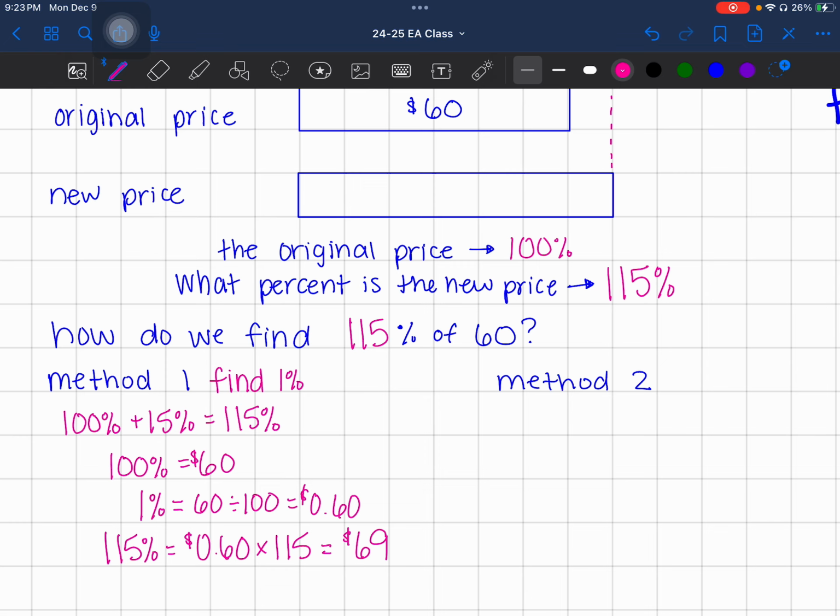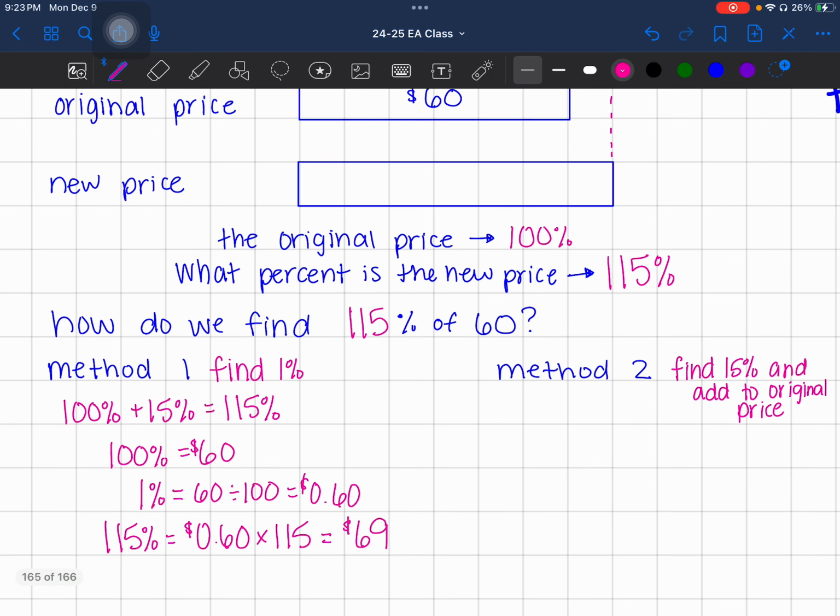The second method is we can find 15% and add to the original price. So we're going to find 15% of 60. Remember, what does of tell us? Of means multiply. So 15% is 15 over 100 times 60.